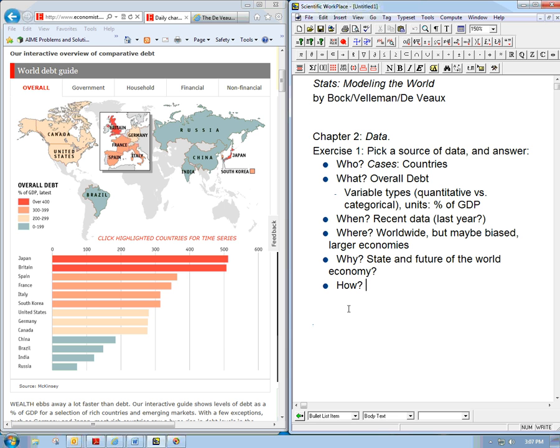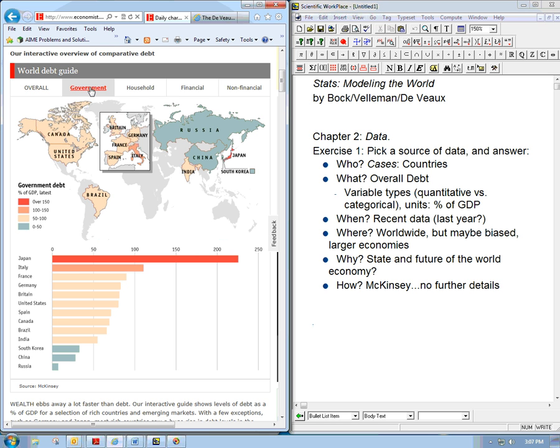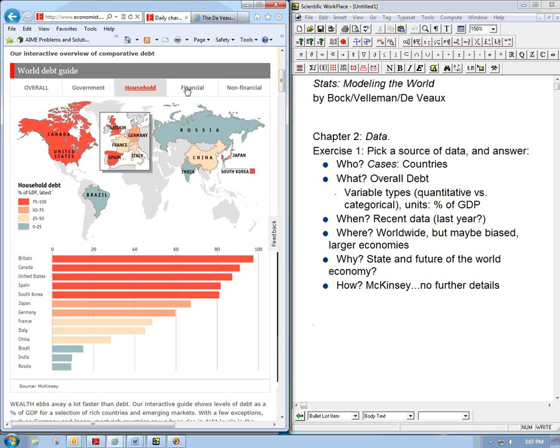Okay, how? Well, it says source McKinsey. Okay, well, we could Google McKinsey. It's a consulting company, but no further details. They don't give us a lot of details here about exactly how they got this data. And that's something, if we were skeptical, we'd want to look at some more. Okay, so that answers a basic version of this. But look at this. Click highlighted countries for time series. And we've got some clicking stuff up here. So in fact, there's actually a number of variables that are measured here.